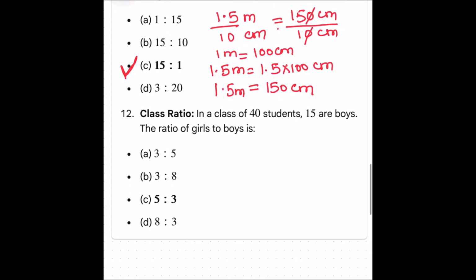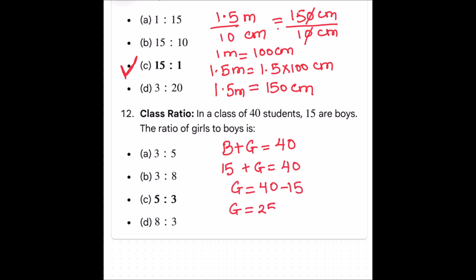Next question is question 12. In a class of 40 students, 15 are boys. The ratio of girls to boys is. So there are 40 students and 15 are boys. So boys plus girls will be equal to 40 and 15 are boys. So 15 plus girls equals 40. 40 minus 15, number of girls is 25.